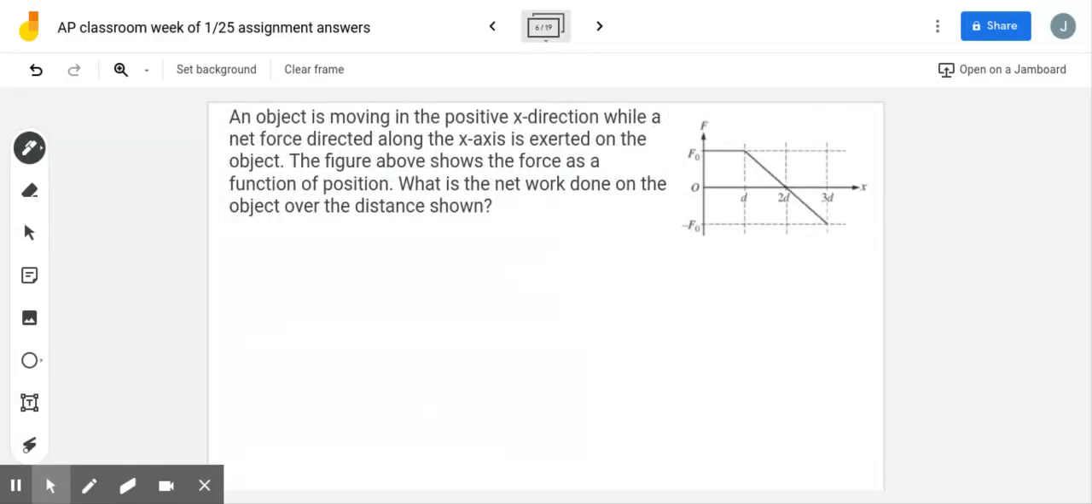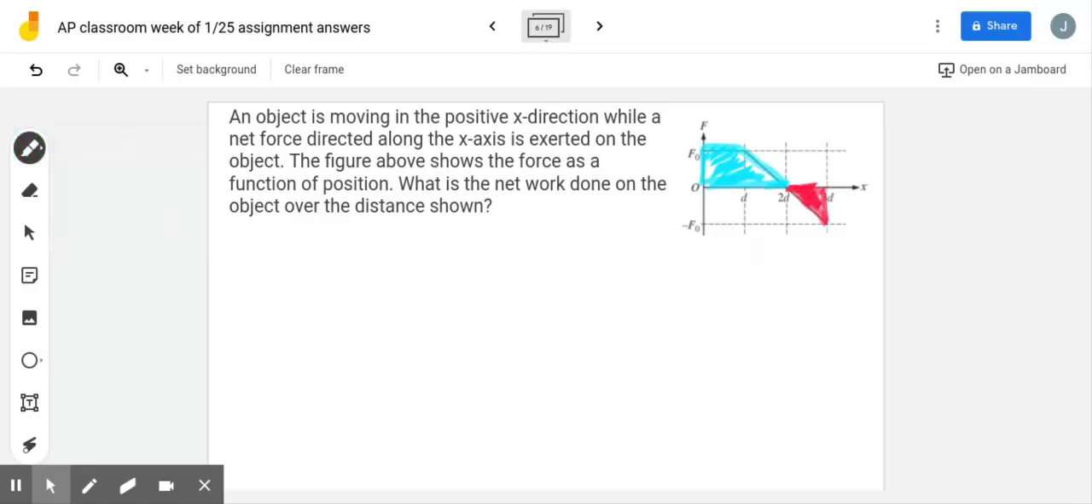Okay, here we go. An object is moving in the positive x direction while a net force directed along the x-axis is exerted on the object. The figure shows the force as a function of position. What is the net work done on the object over the distance shown? So again, we're just finding the area. Don't forget, this is the area you should be finding, my friends. Don't trick yourselves into thinking it's anything different.